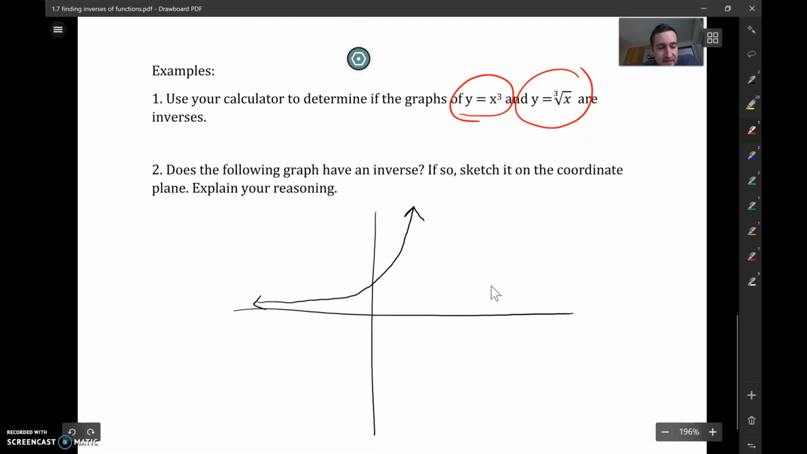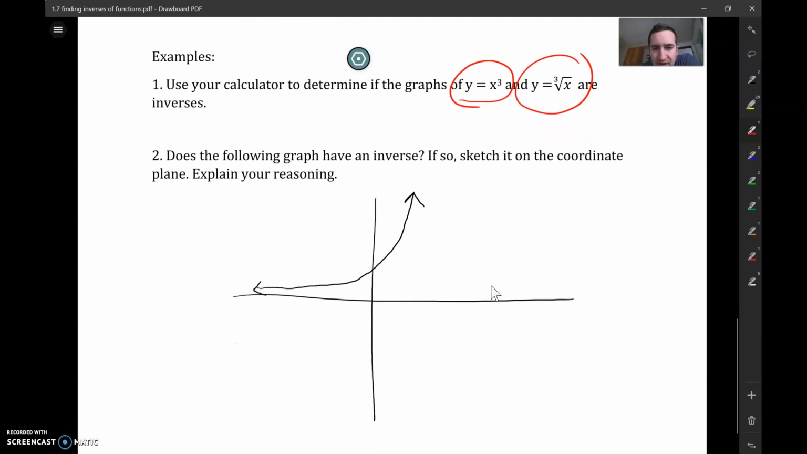So then the second example says, does the following graph have an inverse? If so, sketch it on the coordinate plane. I want you to pause this video, even if it's just for 30 seconds, and try to answer this on your own. I know I'm about to give you the answer, but just pause it and see what you think. If you don't have it solved by 30 seconds, you can press play. Go ahead and pause.